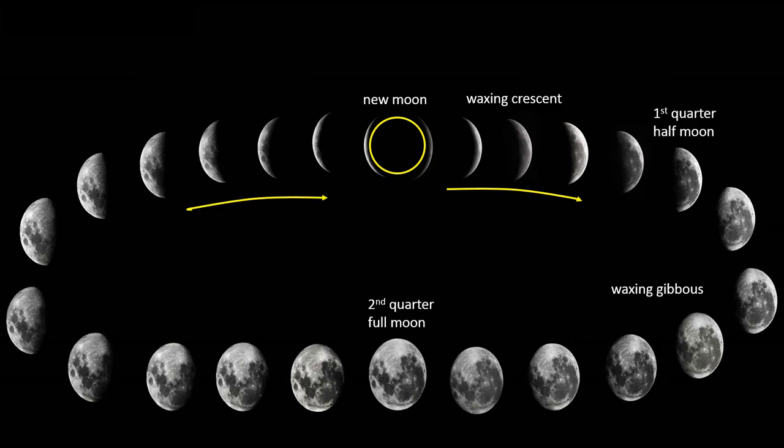Now the waning part starts with the waning gibbous moon. Here is the half moon, the third quarter, and the waning crescent, and ending with the fourth quarter, and a new moon begins again. This ends the video on phases of the moon.